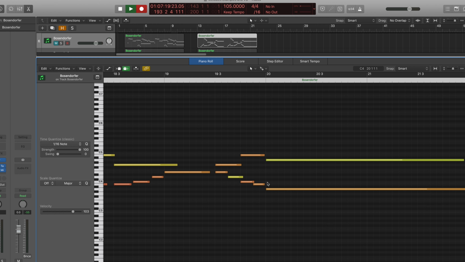So again, what's important to remember is that these are just little examples that I put together to help you understand what counter melodies do, but essentially they are mini melodies that happen within the main melody.